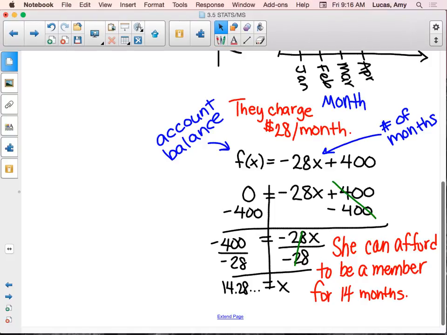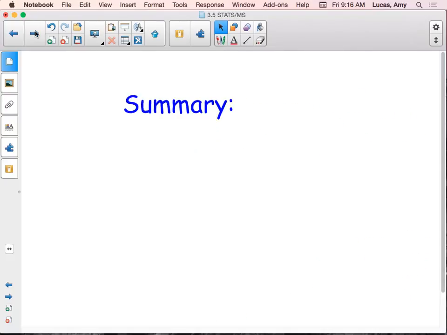Okay, so hopefully you have a good understanding of how to take a table, a graph, an equation, or sequence, and write all of those other forms. Please write a summary answering your essential question and check with your teacher for your homework.